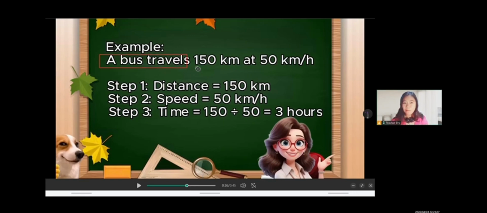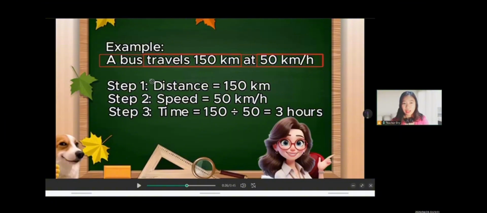A bus travels 150 kilometers at 50 kilometers per hour. Okay, so naatay 50 kilometer kada oras. So unsa na siya? Distansya ba na siya or speed? Speed. And the travels 150 kilometers is ang distansya nga adtuan nato. Like for example, gikan ka sa Don Carlos padulong sa Valencia. Naa kay 150 kilometers nga distansya and you have 50 kilometers kada oras nimo.